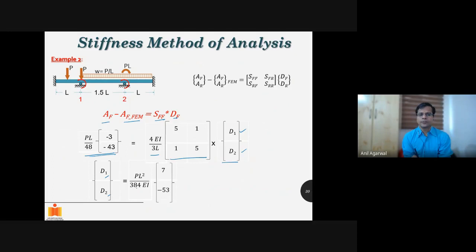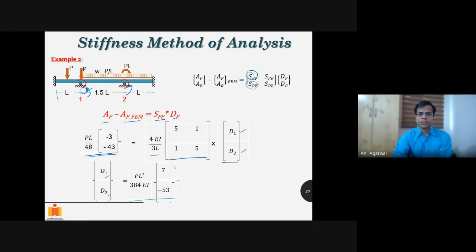I've solved it for you. These are the values of D1 and D2. So these are the deformations or rotations in these degrees of freedom 1 and 2. What are the rotations here? Okay, so this much you can do with just the calculation of SFF. You may have to calculate the SRF also if you need to calculate the reactions. But anyway, that is not really the objective of this part, so I'm skipping that part.